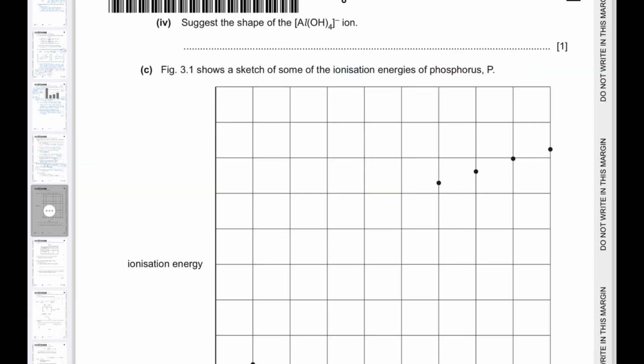4 suggests the shape of the tetrahydroxyaluminate ion. Since it's got a central atom with 4 identical groups of atoms bonded to aluminium, this ion is tetrahedral in shape, or it has the tetrahedral geometry.